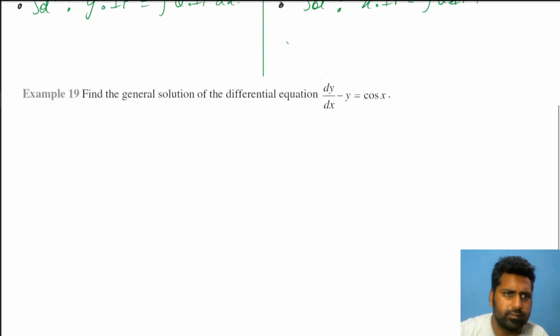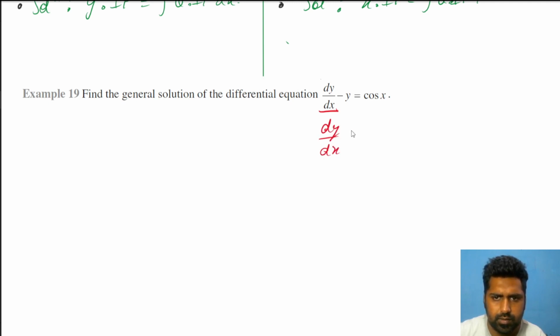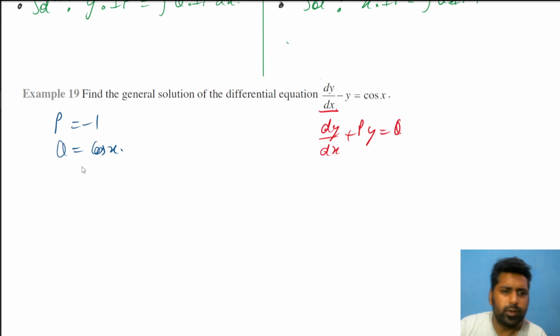Clearly you can see dy by dx plus py is equal to q. Okay, what is our p? First thing is identify p and q. P is -1 and q is cos x. Okay, I told you that p and q are function of x. You'll say that there is no x present here, but yes, this can be rewritten as -1 into x raised to power 0. So constant is okay. Okay, they can be in form of any variable.